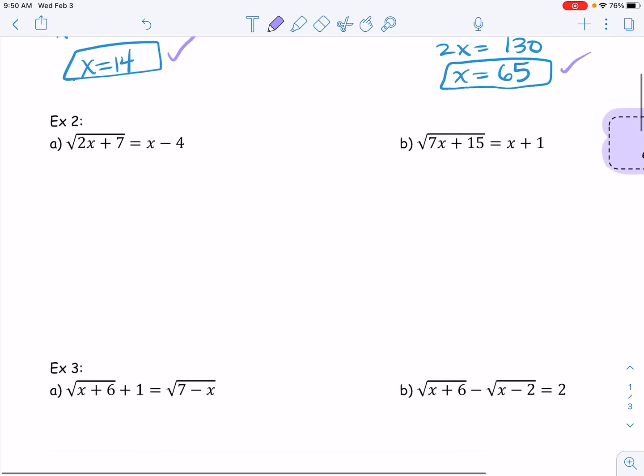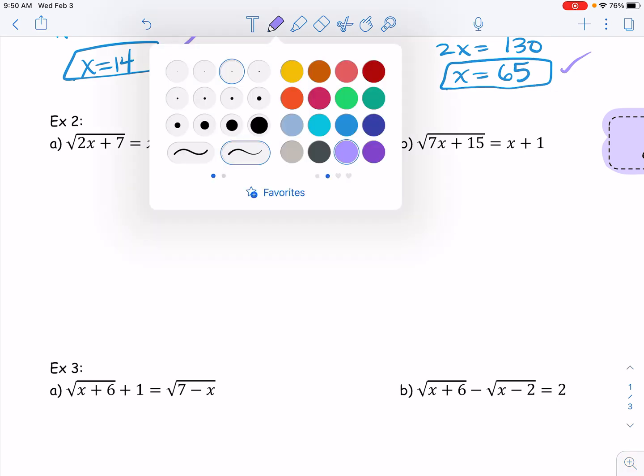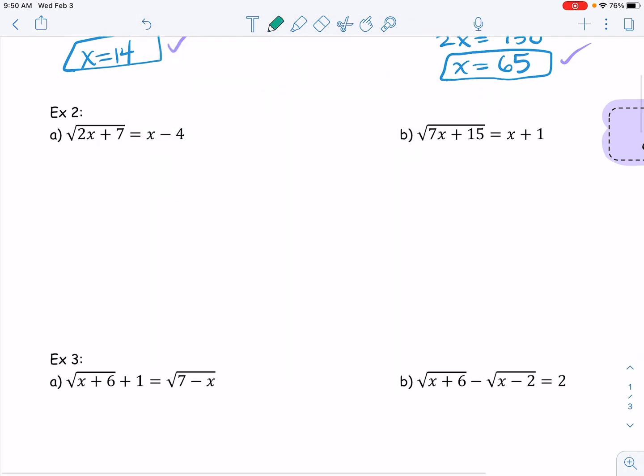All right, let's do it again. Now it says we have the square root of 2x plus 7 is equal to x minus 4. Notice for a and b in example 2, we have x's on both sides. So same process, but a little bit different because we do have those x's on both sides.